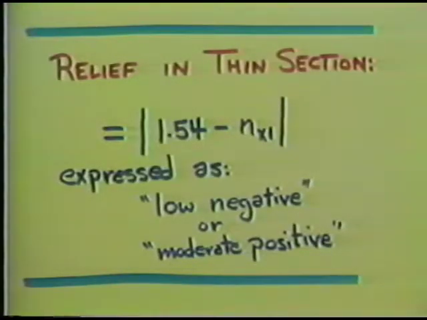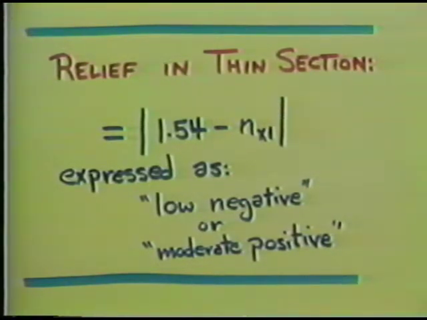Now, in the thin section, which is the most common kind of prepared mount that we deal with, there's a special solution to relief, because the index of refraction of the mounting material is always fixed at this value of 1.54. And so relief in thin section is a special solution of the relief equation, where it corresponds to the absolute value of the difference between the 1.54 and the index of refraction of the crystal.